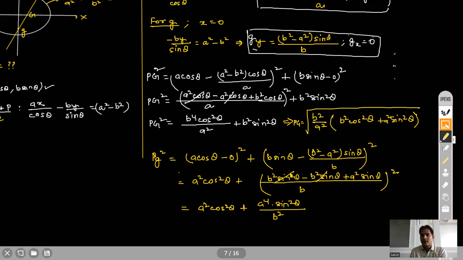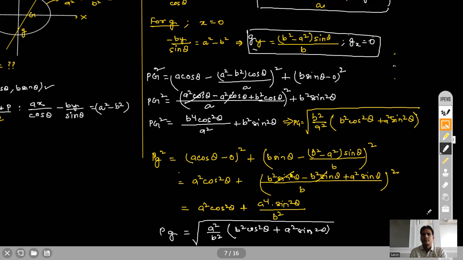Okay. So why I have done this, I am able to say something will get cancelled out. Now what I will do here, I will take this thing, a square upon b square common. So if I take a square upon b square common here, we will have this b square cos square theta, is it okay? And a square into sin square theta. Take the under root of this, and that will become our PG. Right. So see, this b square cos square theta plus a square sin square theta, we are getting common.